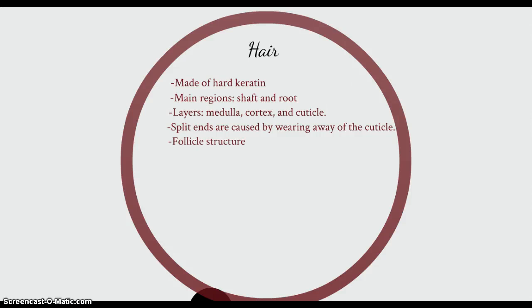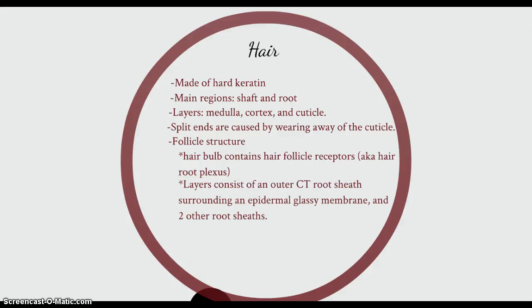So let's talk about the structure of the follicle. The hair bulb contains hair follicle receptors, also known as the hair root plexus. These receptors are just nerve endings on the bulb. That's how you sense things on your hair, touching your hair, and sense things on your skin.